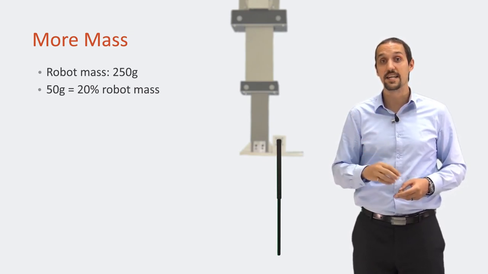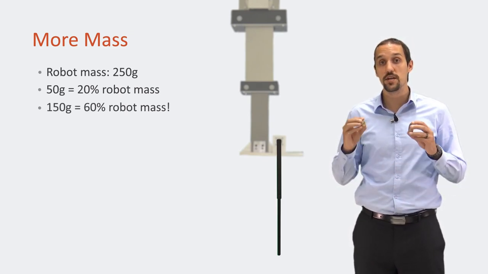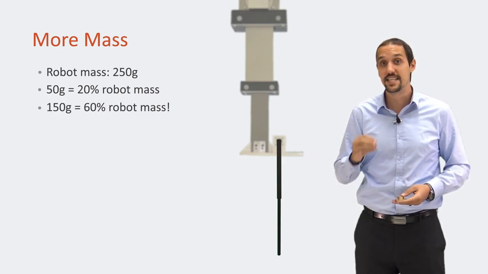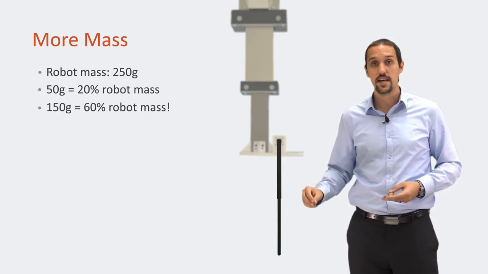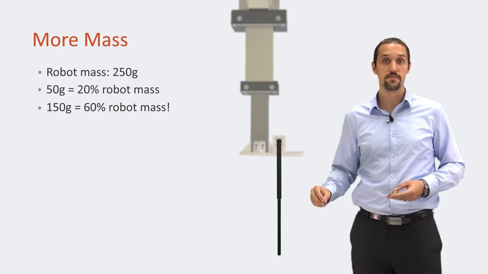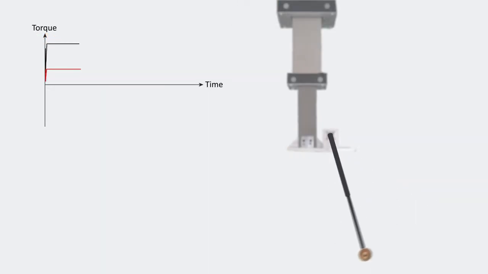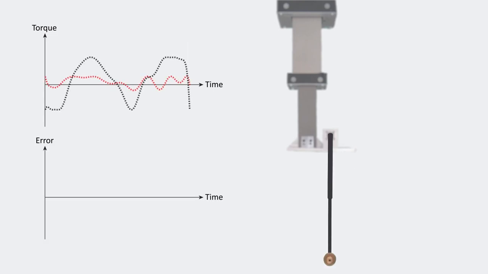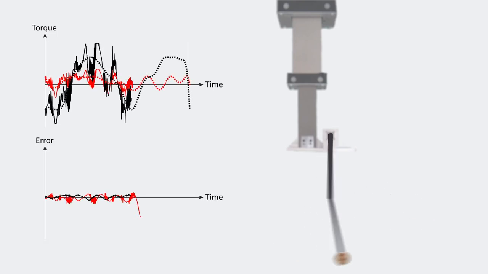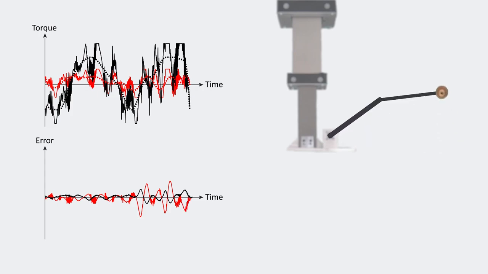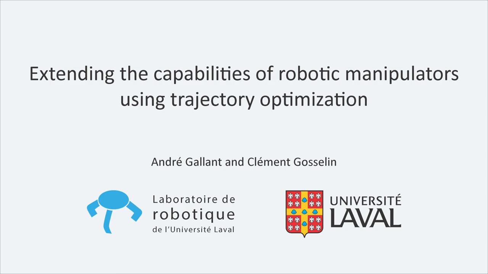Now for certain tasks, we were able to lift up to 150 grams, or 60% additional mass added at the end effector. Now without optimizing the trajectory, we see that the robot clearly can't lift the mass. But now, using the trajectory provided by the proposed method, the robot is able to lift the mass. Thanks for watching and enjoy the paper.